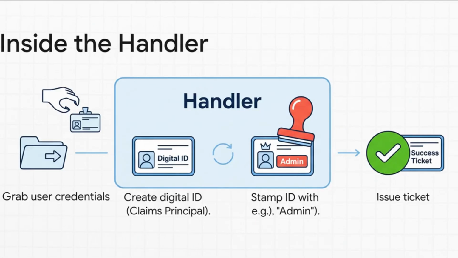So what's actually happening inside this handler? Well, it might look a little complicated, but it's not. First, it grabs the user's login details from their request. Then, it creates a sort of digital ID card for them. In .NET, this is called a claims principal. Then comes the most important part. It stamps that ID card with their role. For our little demo here, we'll stamp it with admin. And finally, it gives the user a success ticket telling the rest of the app, hey, this person's good to go.